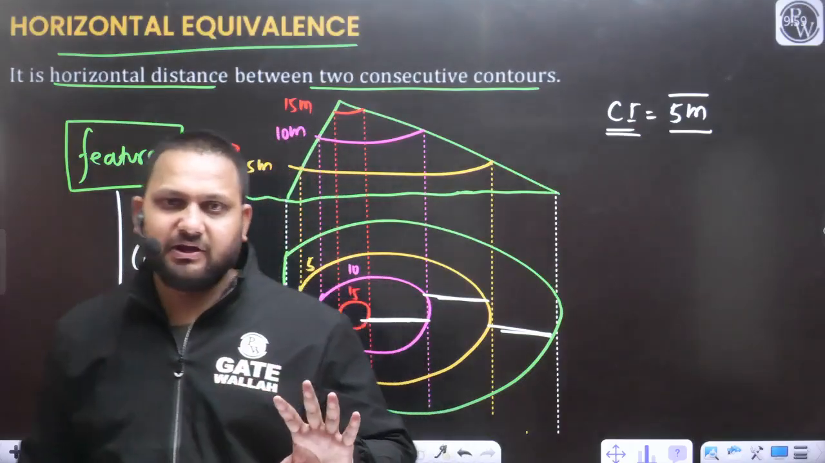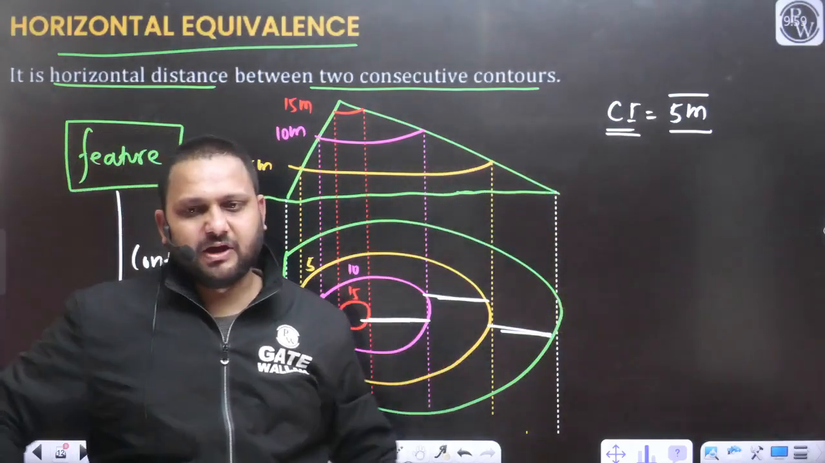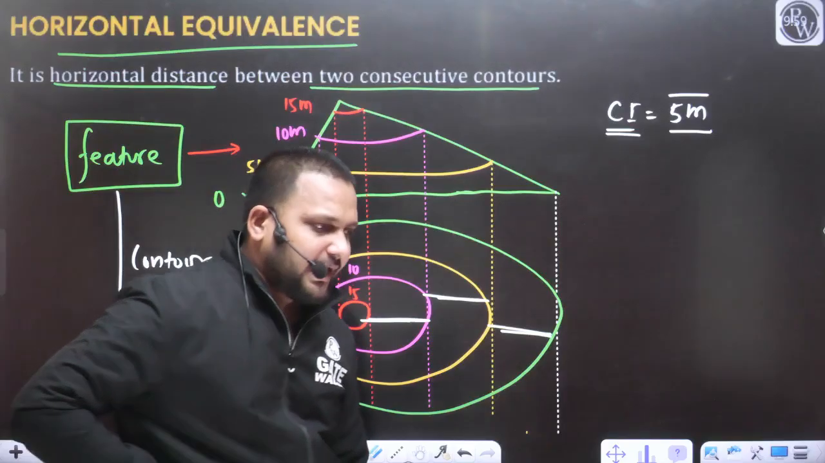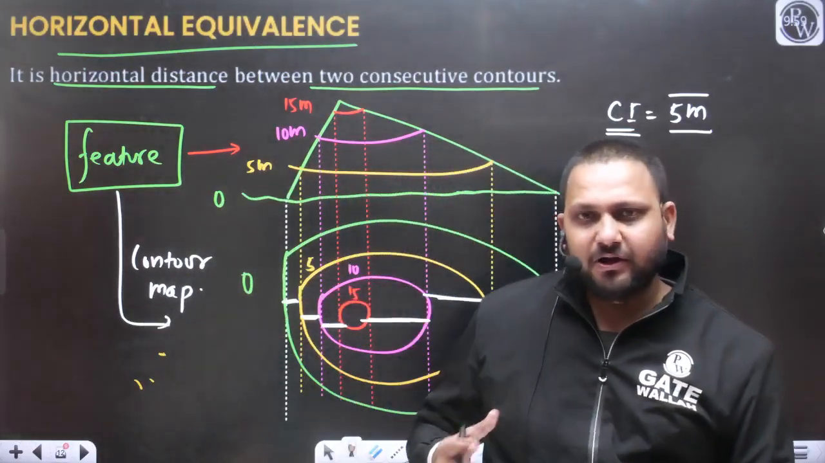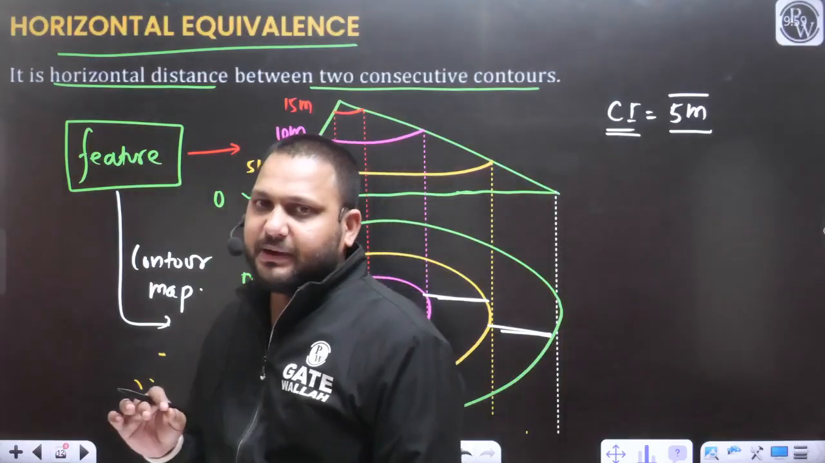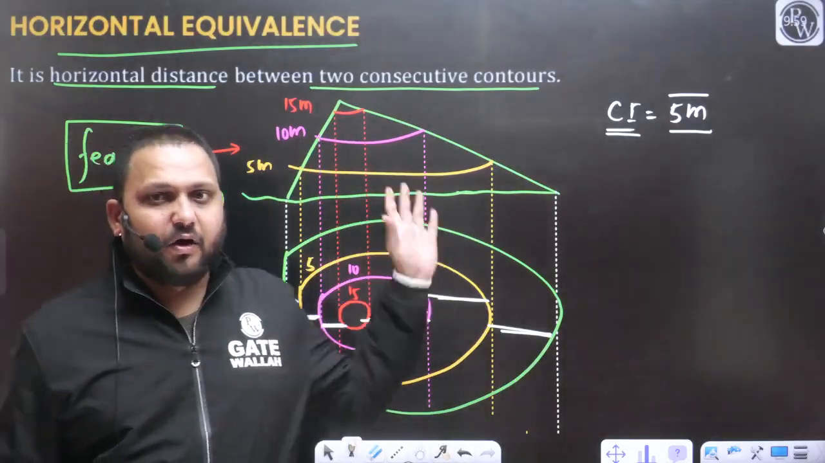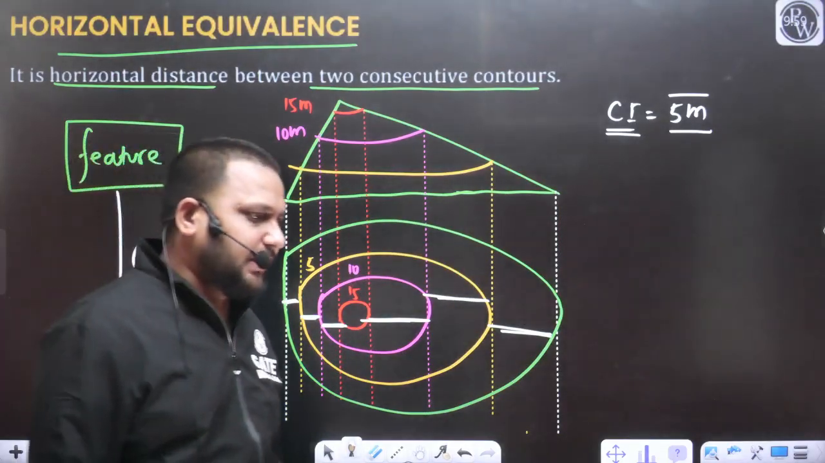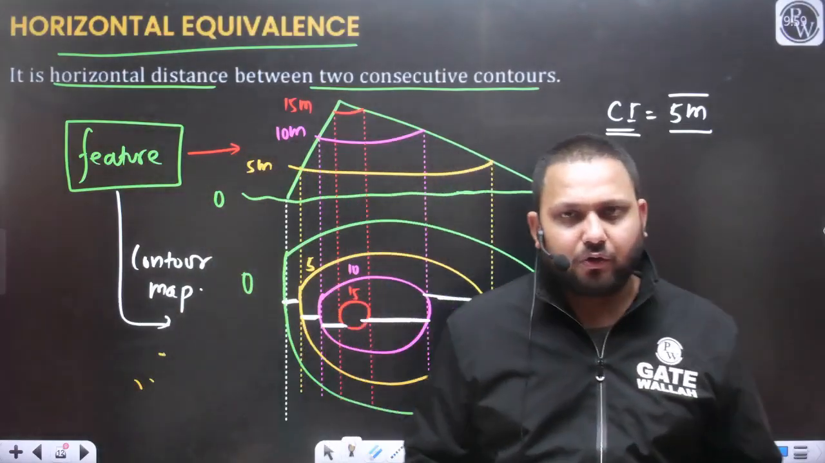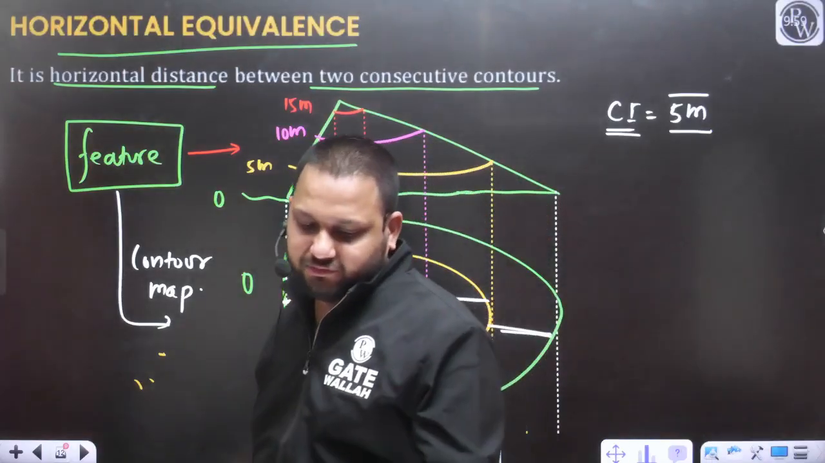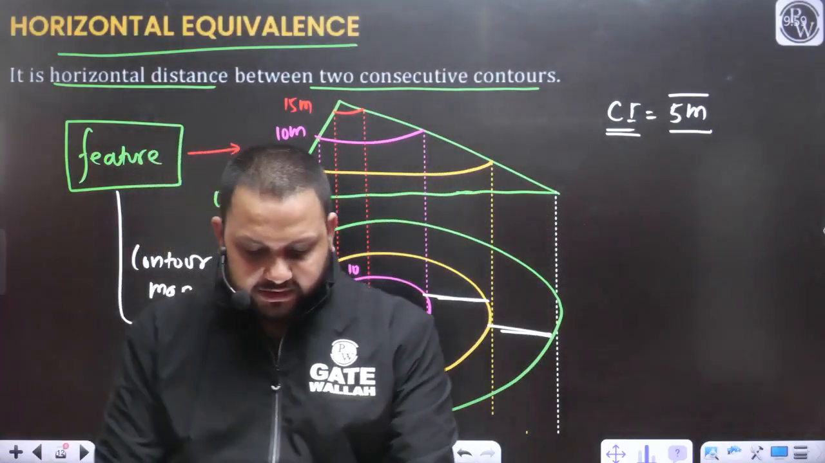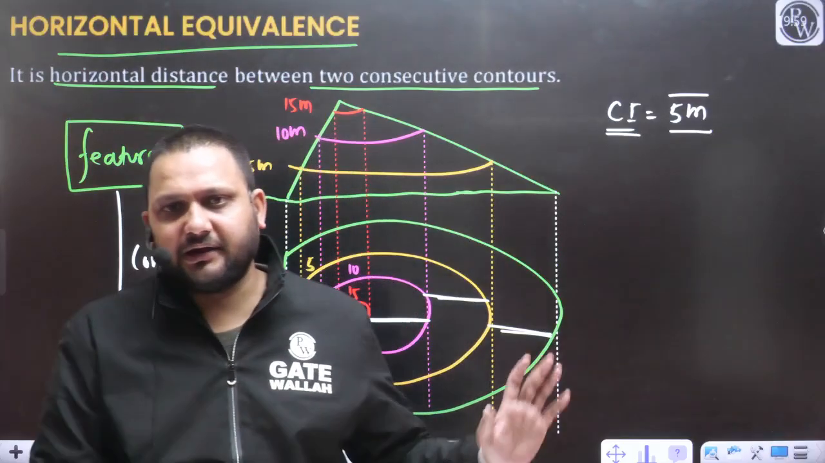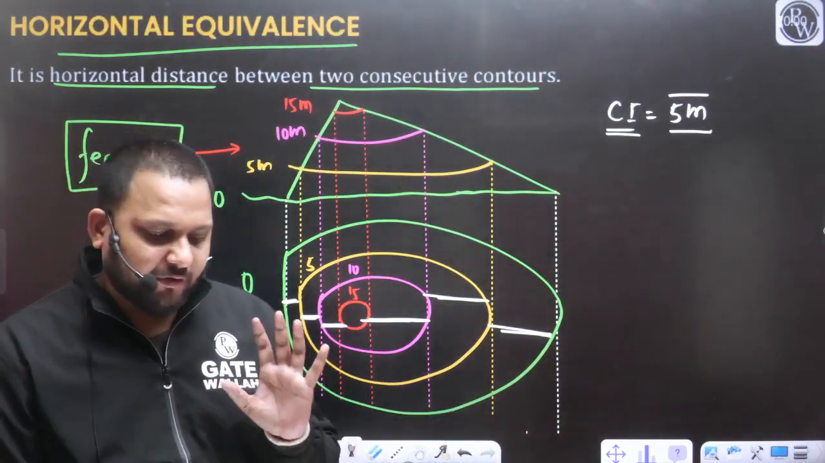The contour interval that we have fixed is a constant value of 5 meter. So the horizontal equivalence may have the same value, or it may vary. It will totally depend upon the feature or the terrain or the ground for which you are preparing the contour map. It is not in your control to control the horizontal equivalence, the horizontal distance, in contouring. I hope now you have a clear understanding. So please confirm in the chat box.